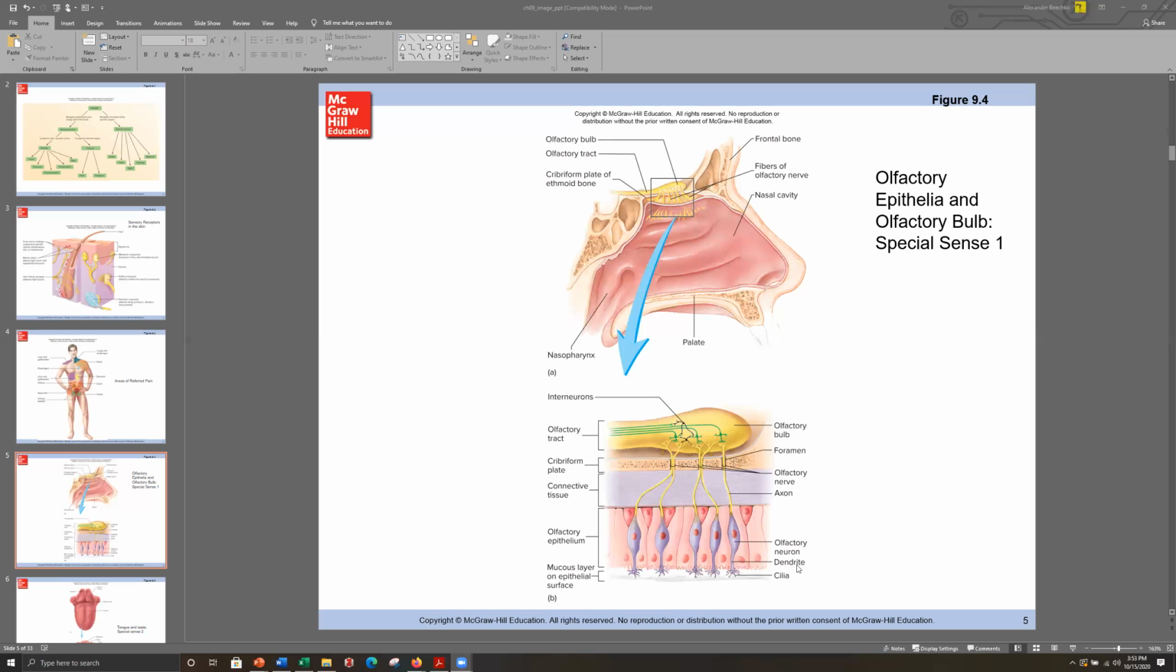So in the olfactory epithelium here, we've got the little extensions of the olfactory neurons that have their roots within the mucosal layer of that epithelia. And then our tract pathway comes back up here and synapses onto the olfactory bulb, just there, passing through the cribriform plate of the ethmoid bone.